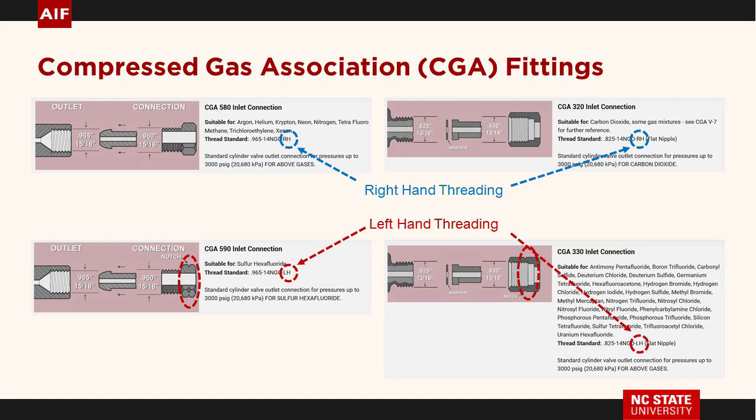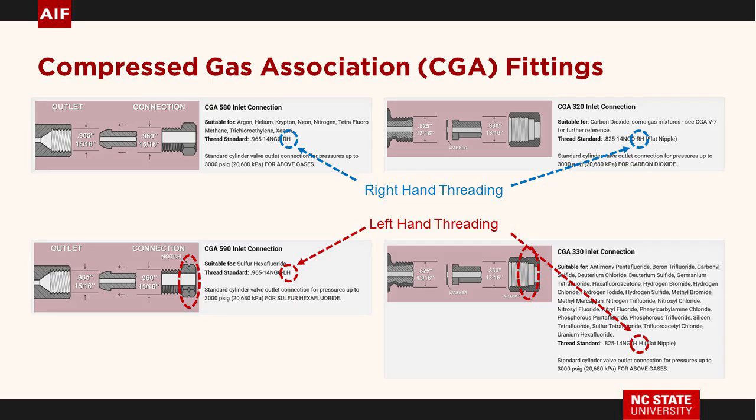There's something called CGA fittings, Compressed Gas Association. There are a lot of gases, and some of these gases you can't mix, so one regulator doesn't fit all. Some of them are left-hand threaded. How will you be able to tell that? It'll look something like this, and you'll see the little crease in it. You'll also know when you try to put it on, it won't work. There are certain ones for certain gases, and they're all specially designed for those.